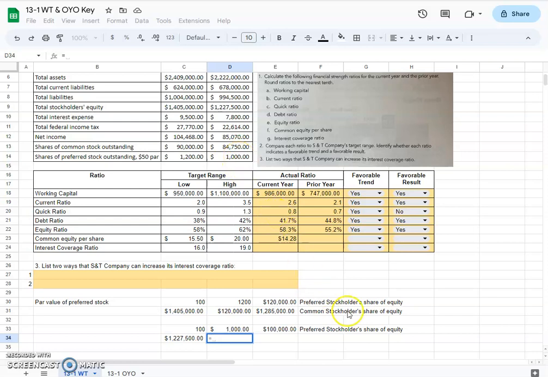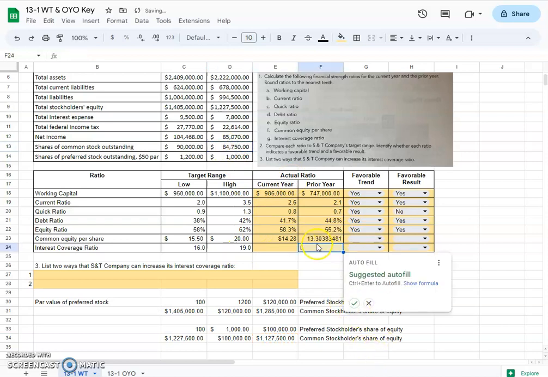We have to subtract this number off. My bad. And then we subtract, and we get 1,127,500, and that is your common stockholder share of the equity. Okay, so now we'll take this common number and divide it by our shares outstanding of common stock, and we'll get $13.30.